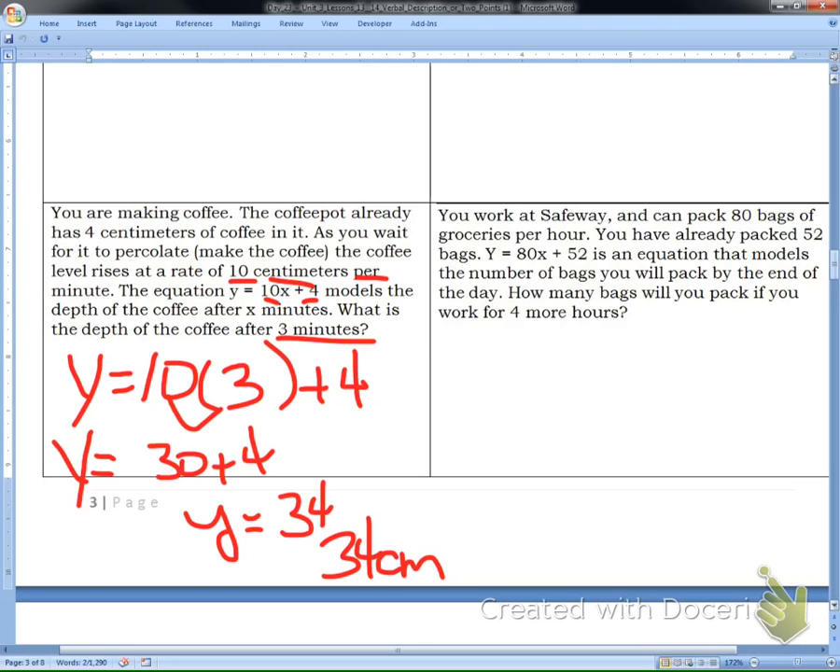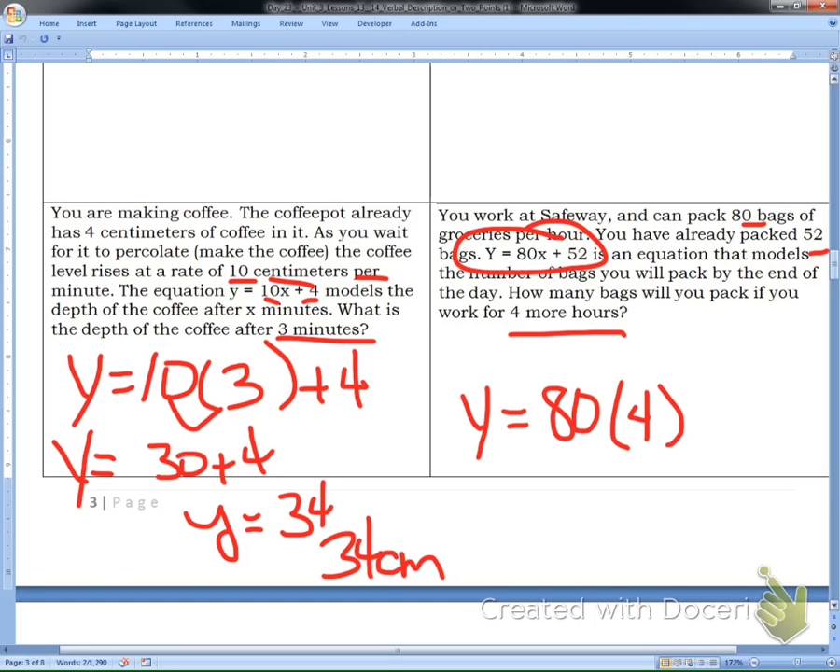All right, let's see how you did. In this problem, once again, they already gave you the equation. So that 80 and 52 is just what they used to come up with the equation in the problem. And now they want to know how many bags you will pack if you worked for 4 more hours. So that 4 you plug in to replace your x because that's how many hours. The x is in this case representing hours. And then plus 52. And you're solving this.